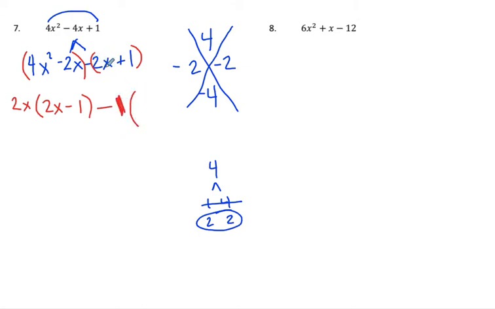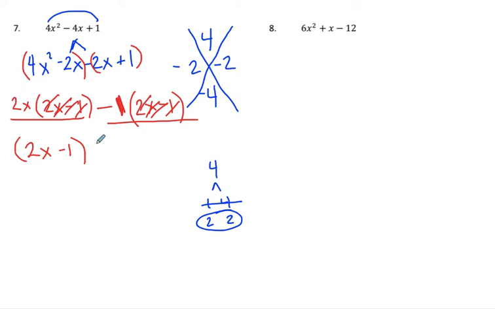So negative 1 times 2x gets me back to the negative 2x, and negative 1 times a negative 1 is what would get me back to the positive here. Once I have my matching binomials, now I can look at taking out the common binomial here, 2x minus 1, and what's left over from the first term is 2x, and from the second term is minus 1.